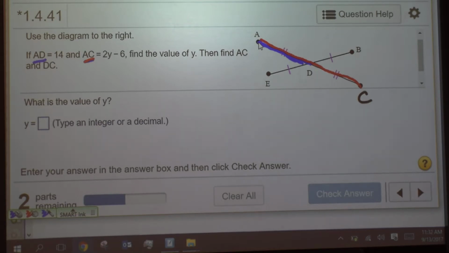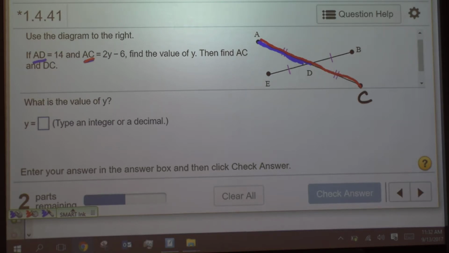I'm going to try somebody else. Thanks, though. Good. The little lines say that segment AD is equal to BC. So you just do 14 times 2, which is 28, and you do 2y minus 6 equals 28. Good. So these little hash marks, the double hash marks, tell us that AD is the same thing as D to C. All right. So those are equal.